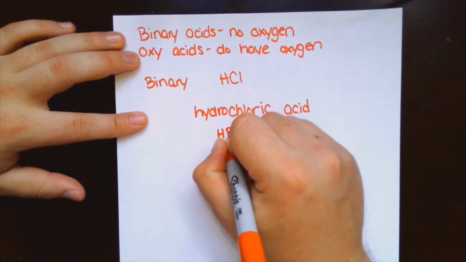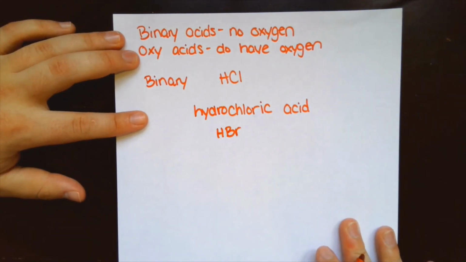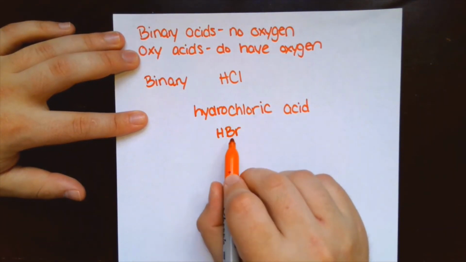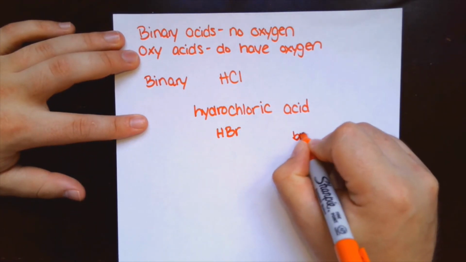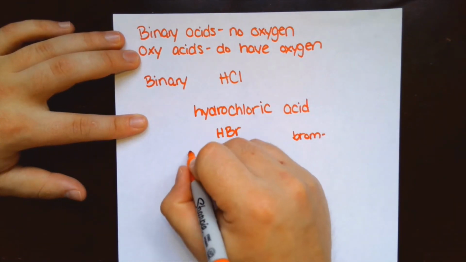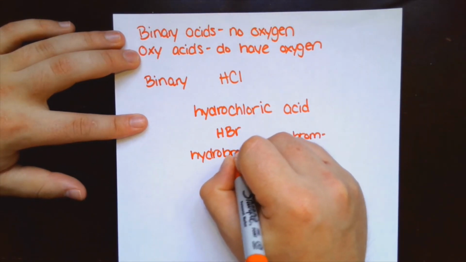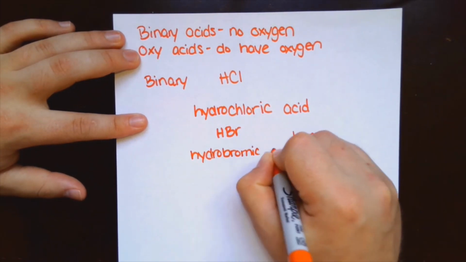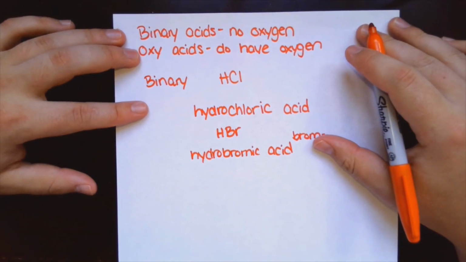Let's go with HBr. So again, you see neither of these have oxygen present within the molecule. So this is bromine, and the root of that is just brome. So we're basically just going to substitute that in for chlor, and otherwise have the exact same thing. So hydrobromic acid. Right? And that's it for binary acids.